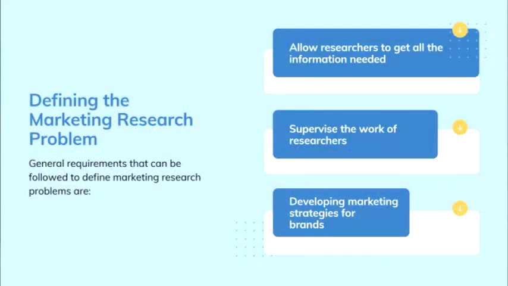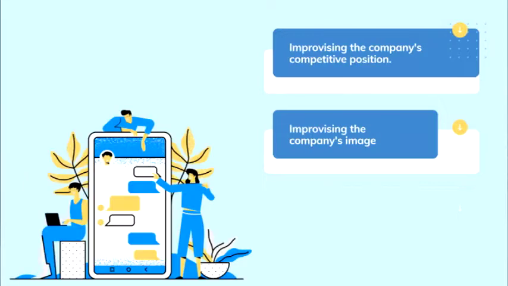General requirements that can be followed to define the marketing research problem are: allow the researchers to get all the information needed, and then supervise the work of developing a marketing strategy for the brand, and then the company's competitive position, and the last one is improving the company's image.